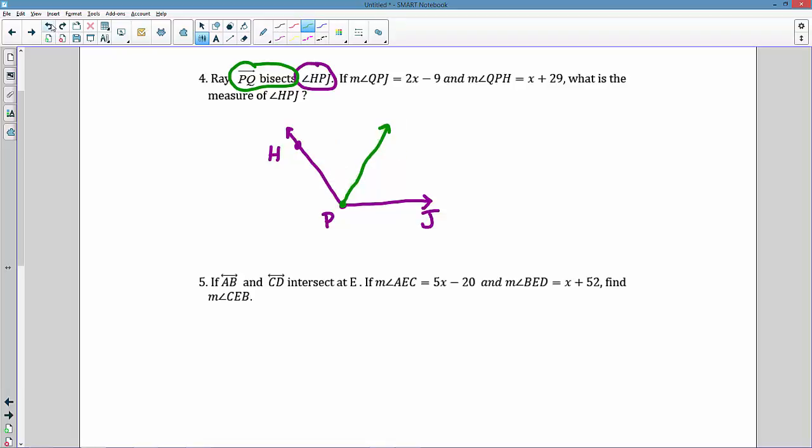Okay? Now they told us what these angles were. They said the measure of QPJ, that's the baby angle, right? We talked about two baby angles adding up to be a big angle, right? So measure of angle QPJ.